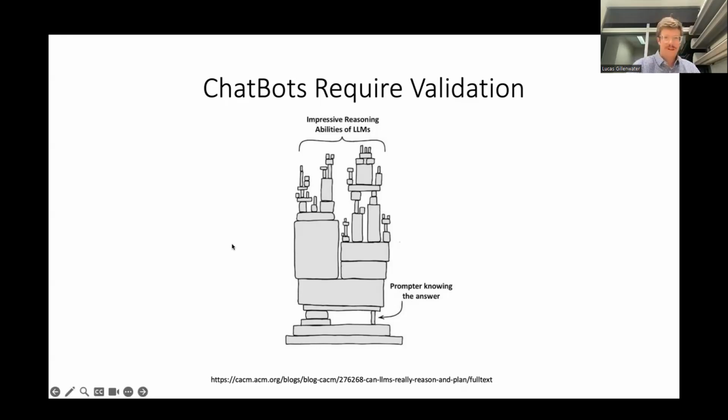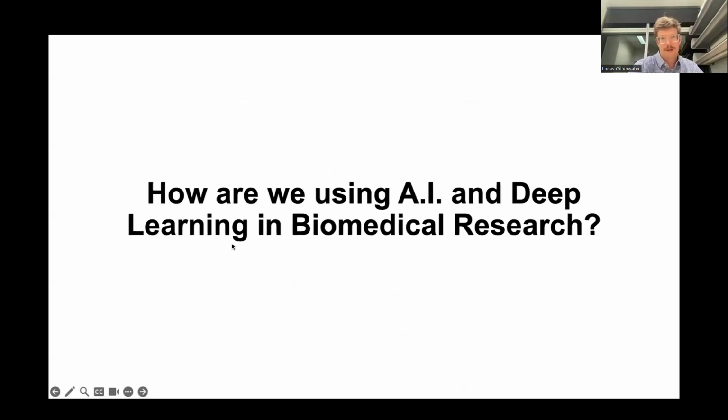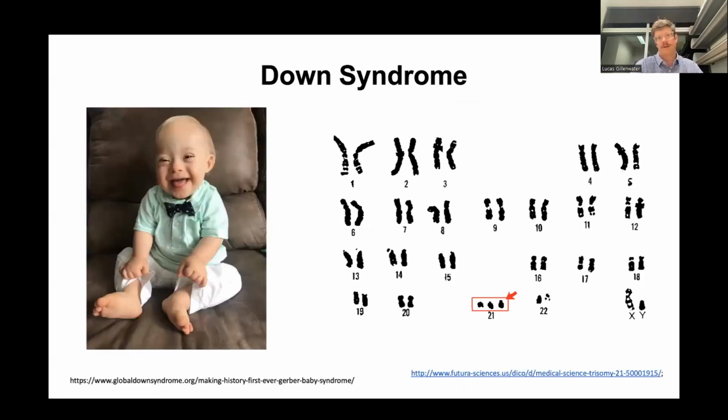And so with the last couple of minutes, I'm just going to jump back to an example of how I'm using these models in biological research. And for this one, I'm just going to share some of my research. I mainly study individuals with Down syndrome. And so on the left side of the slide, we have Lucas Warren, who was in 2018 the first Gerber baby with Down syndrome.